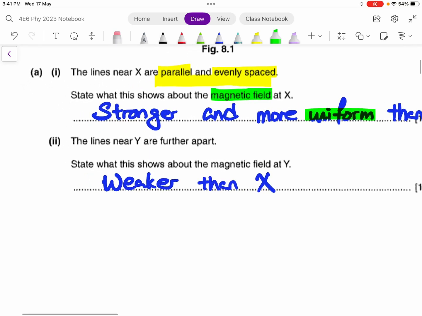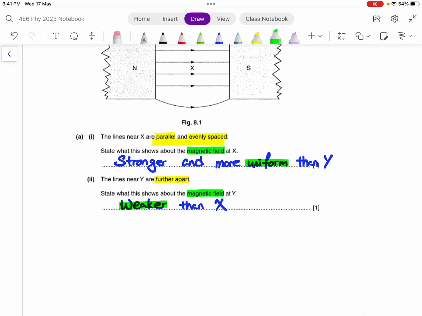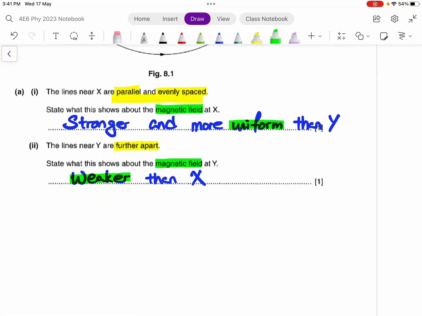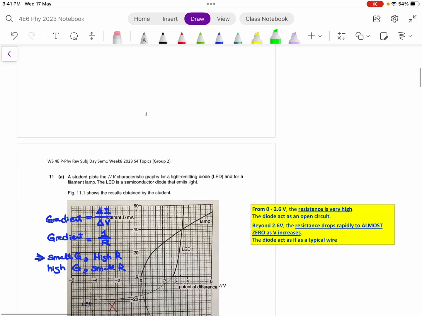Whereas in part 2, okay, all they mention is that the lines are far apart. So when the lines are far apart, what does it imply in terms of the property of the field? Well, it becomes weaker. Okay, and since they provided 2 points, x and y, it is best that you include some comparative words. So that's for your question 8, which is like an appetizer.